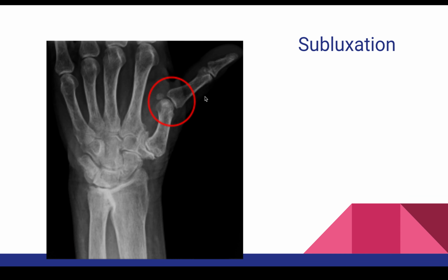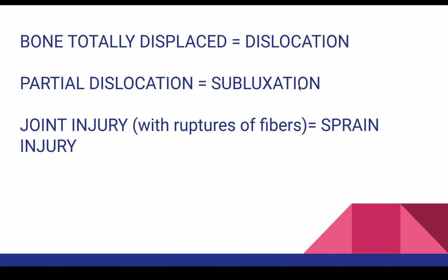What's a subluxation? Well, here you can see the phalanges. Here you can see a subluxation. It's partially dislocated at the metacarpophalangeal joint. This is the interphalangeal joint, right? It's partially dislocated. It's not completely, because that would be known as a dislocation. When it's partial, it's known as a subluxation. A bone totally being displaced, as we said, is a dislocation. What do you think a partial dislocation is?